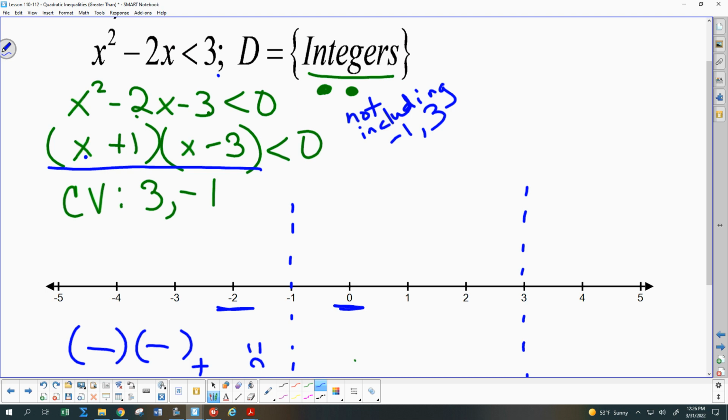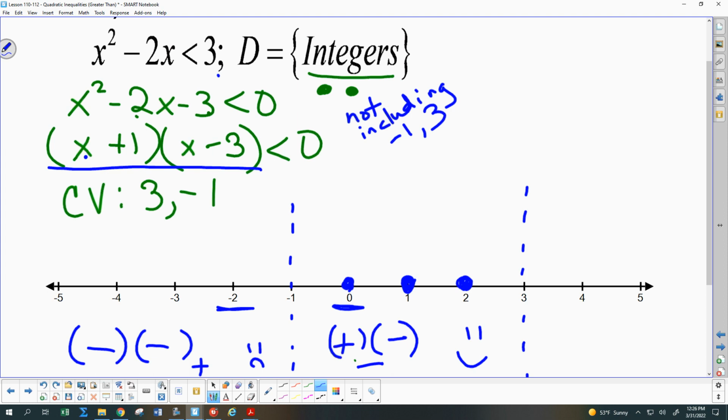Plug 0 in. Nicole, what do I get for my first one? Positive or negative? 0 plus 1. And my second one is negative, and positive times negative is negative. Everybody, do I want negative? Multiply, I want less than 0. So negative matches that. We're happy. So we're going to shade all of the integers in that section. And we already figured out no dots actually on the endpoints because we did not have the or equals.